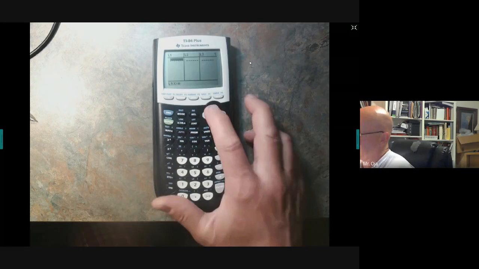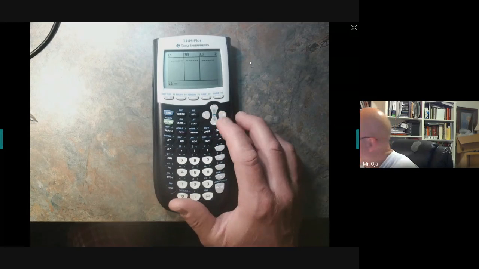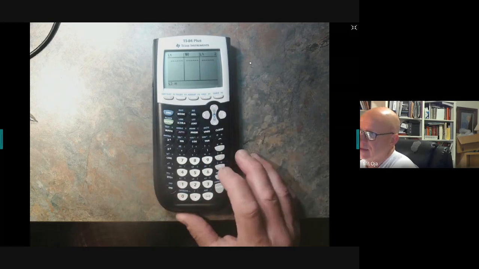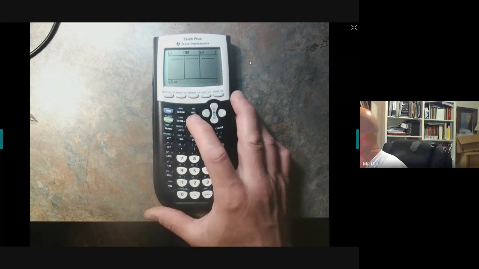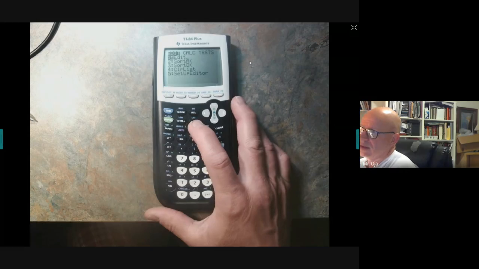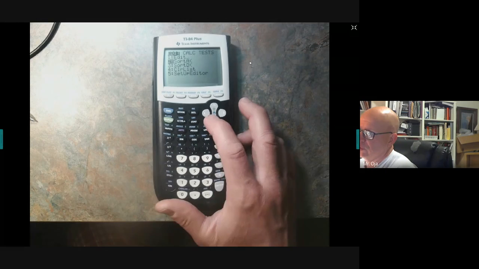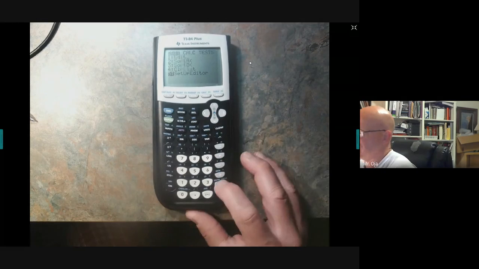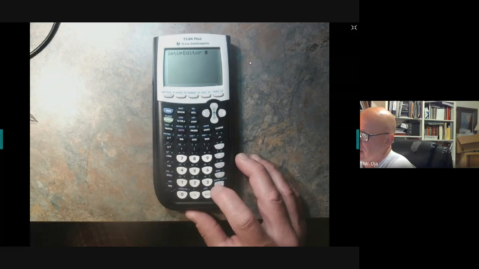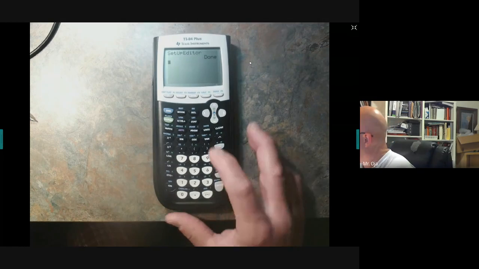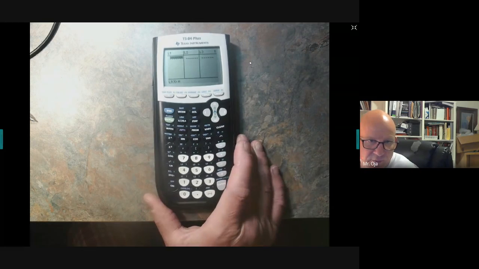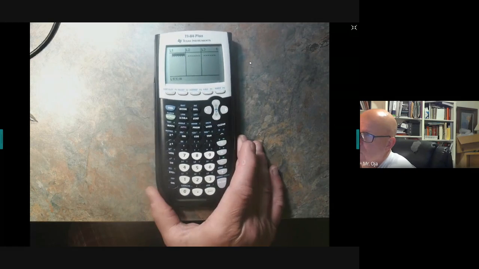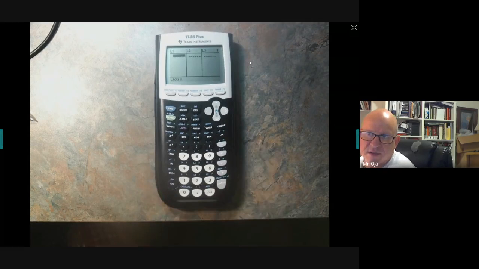Now, what if you accidentally hit delete instead and it gets rid of L2? You're probably going to make this mistake at least once. Well, you need L2. Then all you have to do is go back into stat, setup editor. Go down to number 5, hit setup editor and hit enter, and it's done. Now if I go back to stat, edit, it's got my L2 back. L1 is going to be your X values, and L2 would be your Y values.